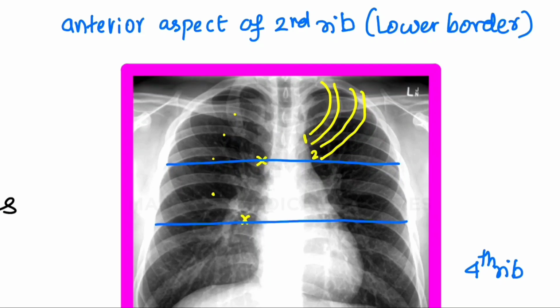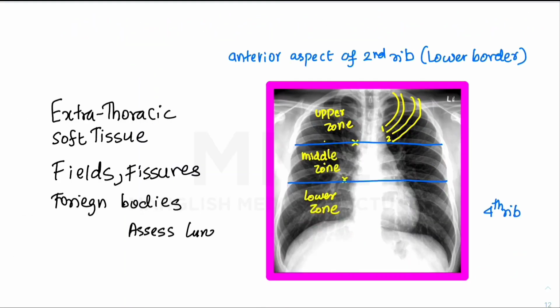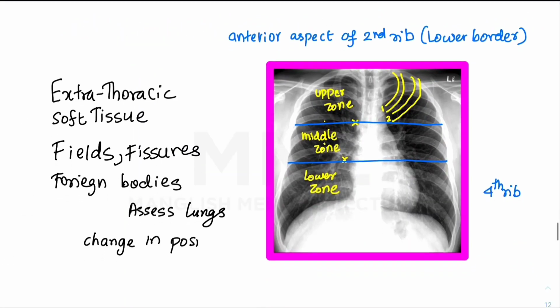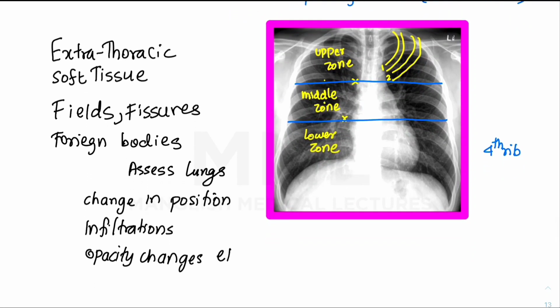And these are the 2 lines. We draw the 2 lines, and these 2 lines divide the lung into upper zone, middle zone, lower zone. So whenever you find a lesion, you refer it to the zones. Okay, so you have to assess lungs very carefully. You should look for the changes in position, infiltration, any opacity changes, all those things, and refer them to the respective zones. Okay, that's all about extrathoracic soft tissue and field and fissure.